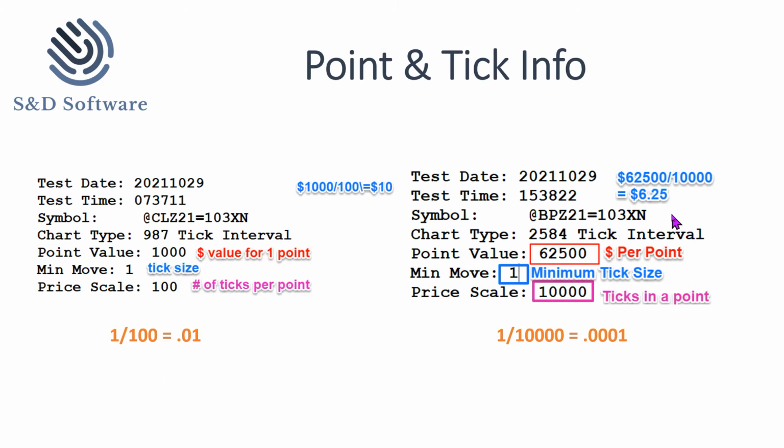So when we look at something that's a little more complex, like the currencies, this is BP, and you can see that it's 62,500 pounds per point. The minimum tick size is 1. There's 10,000 ticks, so that means each tick is 0.0001, and then you can do the math on that, and it comes out to be $6.25 a tick. So that's how TradeStation handles that information if that looks a little different than you expected.